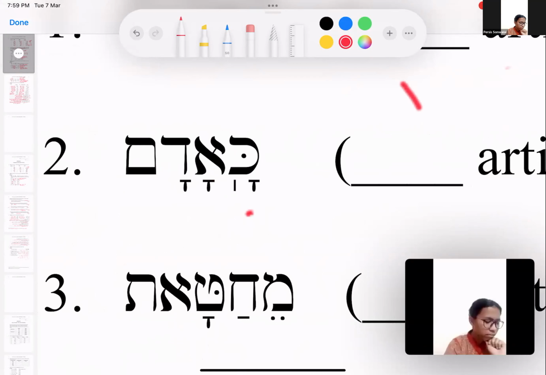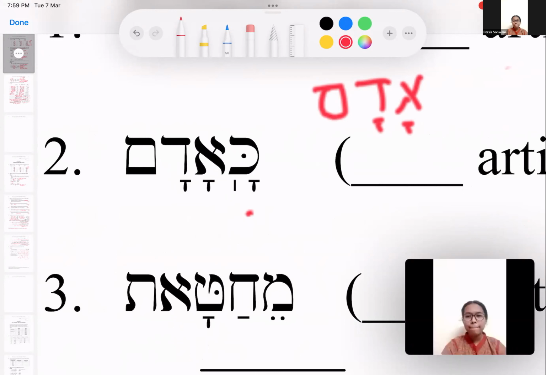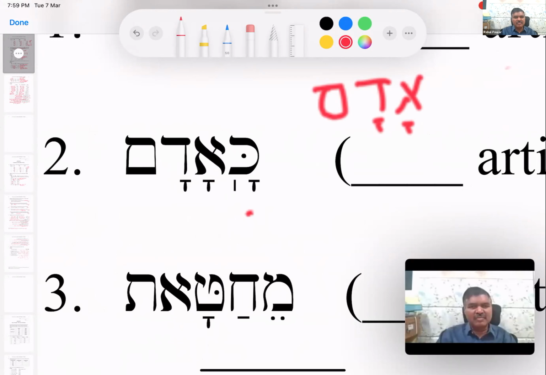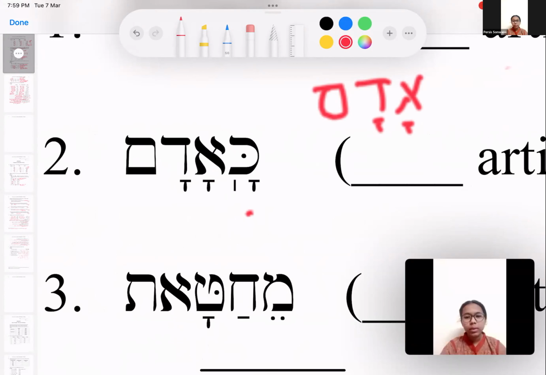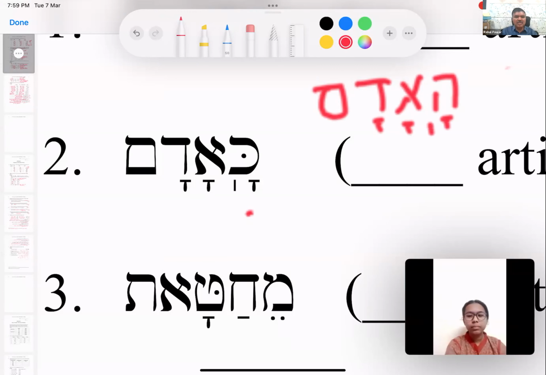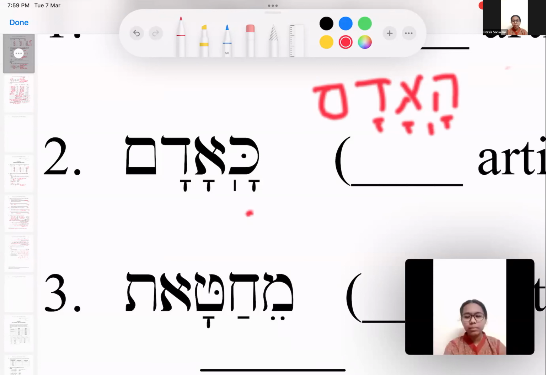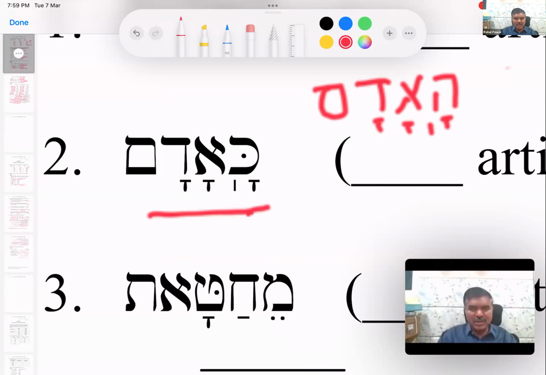Just take this word, Adam. It's article. Now tell me, according to the rules of the article, what will be the pointing and position of Ka before the weak guttural? Ka with komets. Ha-Adam. Then if we put the preposition over there, it will become Ka-Adam. So tell me, whether this is articular or not.